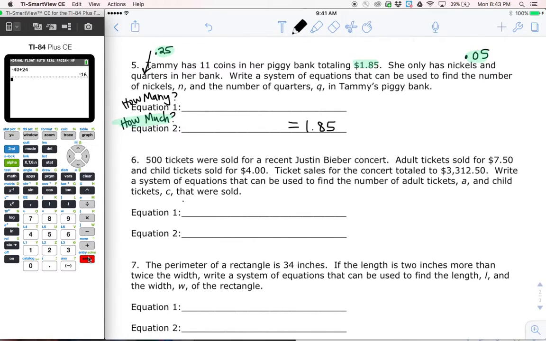Here's what this looks like. We say 0.05 n for nickels plus 0.25 q for quarters is equal to $1.85. All right. Now the only other number we haven't used is this 11. So we have 11 coins total. So I can't just put coins is equal to 11. No, we've got nickels and we've got quarters. So we say nickels plus quarters is equal to 11. How many? How much?